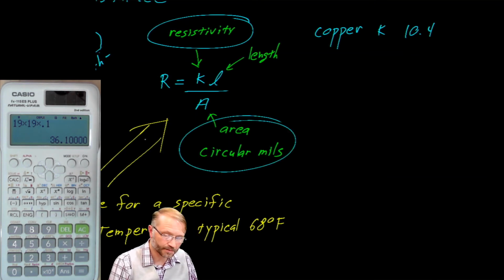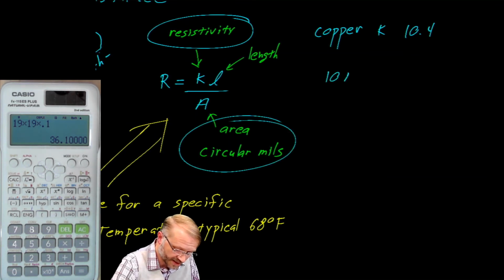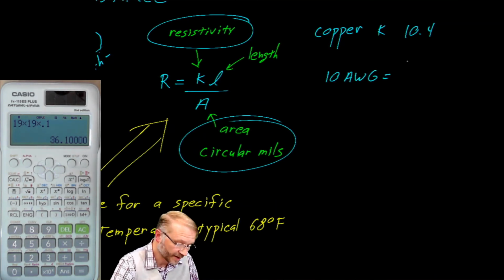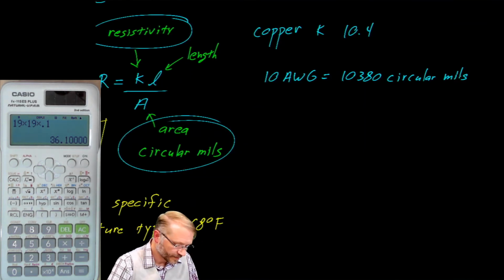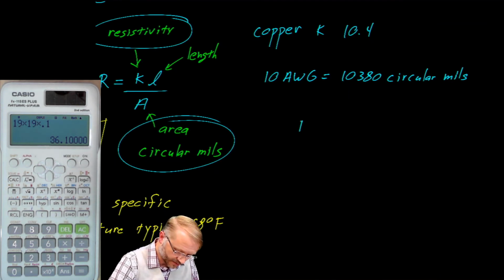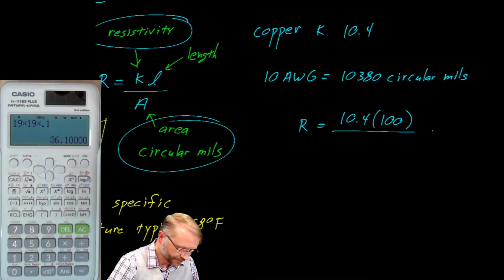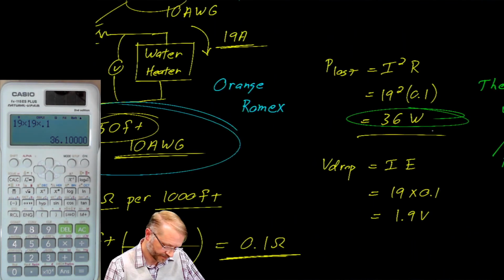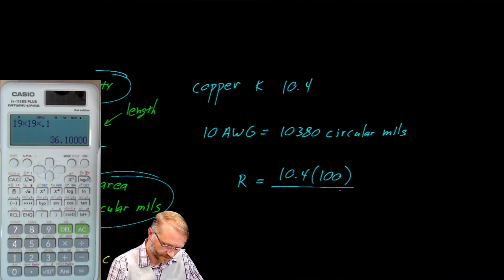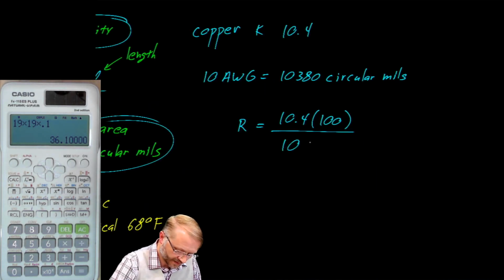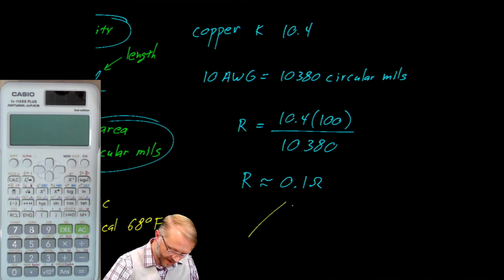And we talked about circular mils. In our previous example, we talked about 10 AWG wire. That has an area of approximately 10,380 circular mils. Considering our previous example, we would say the resistance is equal to 10.4 by 100 feet. Somewhere back here, we said 100 feet, I believe. Yep, there it is. So we said 50 feet and 50 feet. Together, that's 100 feet. And that's over 10,380, which gives us a resistance of approximately 0.1 ohms when the temperature is 68 degrees Fahrenheit.